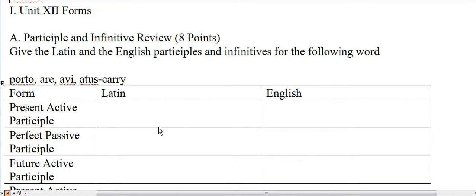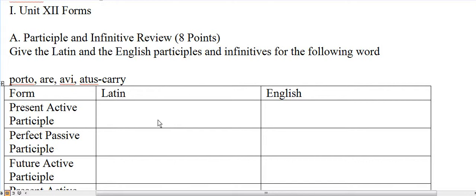This video will help you on the form section of the Unit 12 test. The first part of the form section is a participle and infinitive review. I will give you a verb and all its principal parts plus its definition. All you have to do is put it into the correct forms. So we'll start out with the participles.